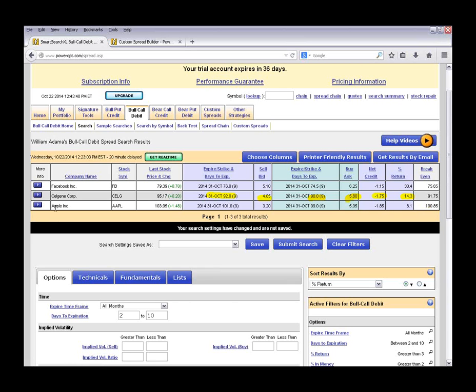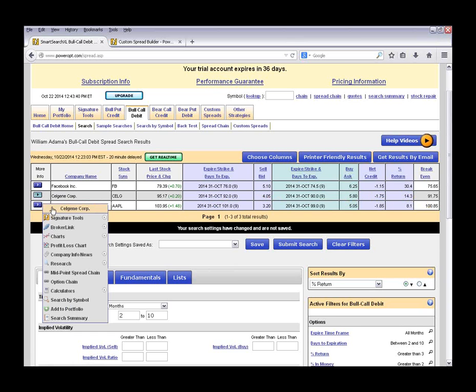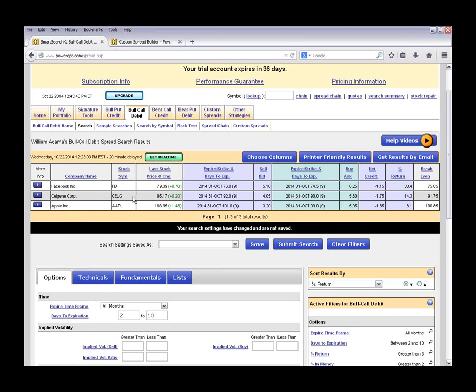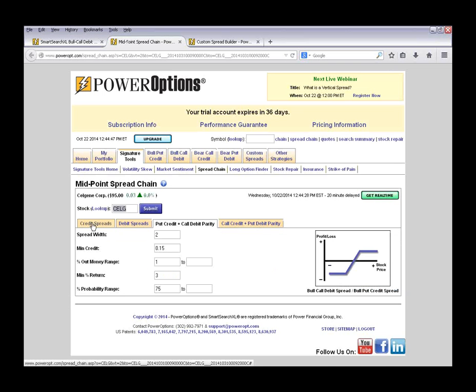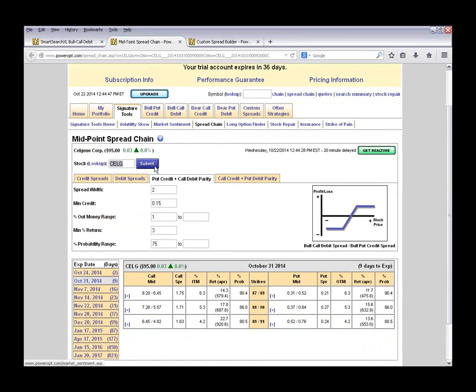Now, before I entered this trade, after I looked at the stock chart, the company information, I decided this is a good position I want to enter. I like the return. Before I enter that debit spread, what I want to do is I'm going to link over to what we call the midpoint spread chain tool, or the spread chain tool. And what I want to see here is this gives me the ability to look at credit spreads, debit spreads, or the put credit call debit parity.